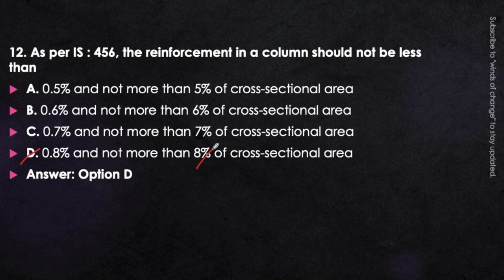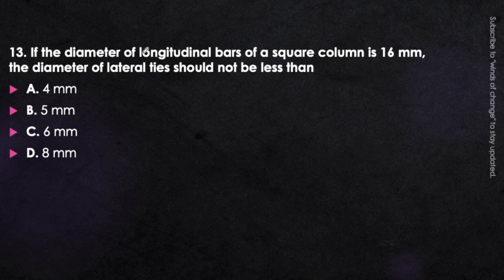Okay, next question. If the diameter of the longitudinal bars of a square column is 16 mm, the diameter of the lateral ties should not be less than 4 mm, 5 mm, 6 mm or 8 mm. It should not be less than T by 4 or 6 mm. T by 4 value is 16 by 4, that is 4 mm. It should not be less than 4 mm or 6 mm. So what will be the answer? Minimum value has to be option C, that is 6 mm.